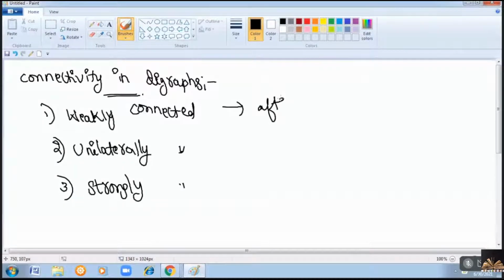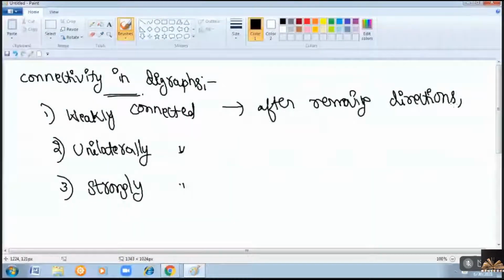After removing the directions, the directed graph will become an undirected graph, and if that undirected graph is a connected graph, we'll say that the given directed graph is a weakly connected graph. You know how to decide whether an undirected graph is connected or not. If you are able to reach every vertex from every other vertex using a path, the word path is to be remembered. Clear? I'll see examples also.